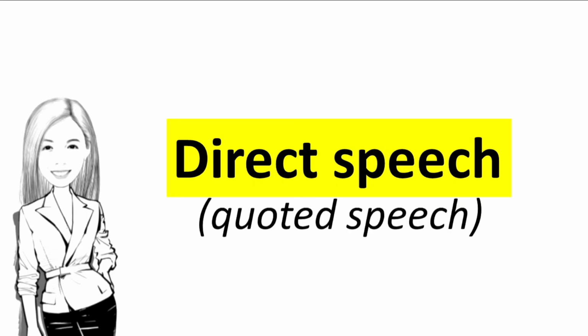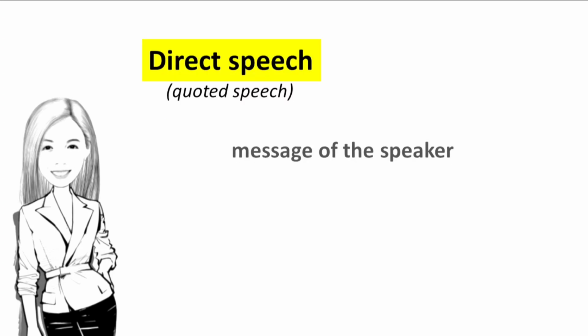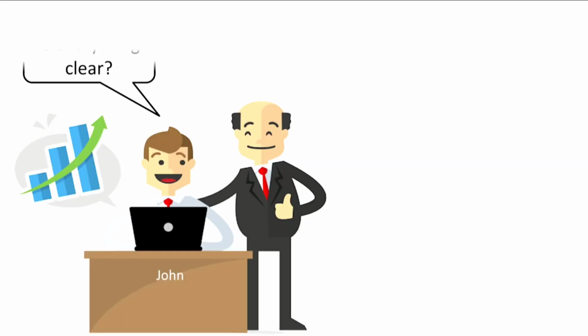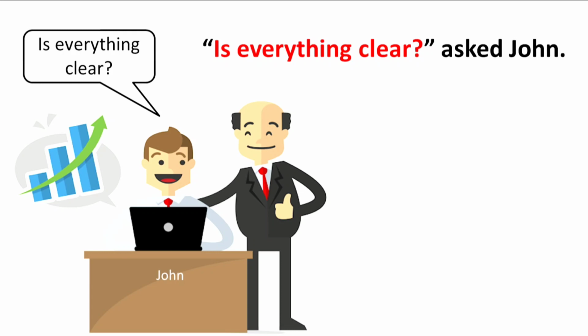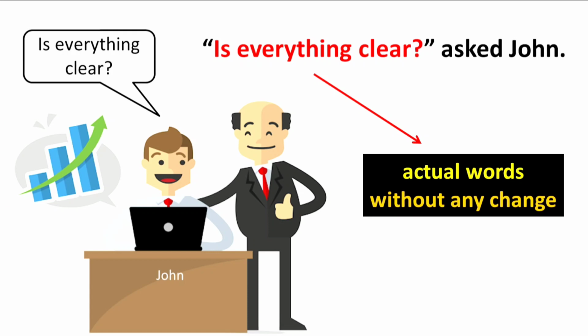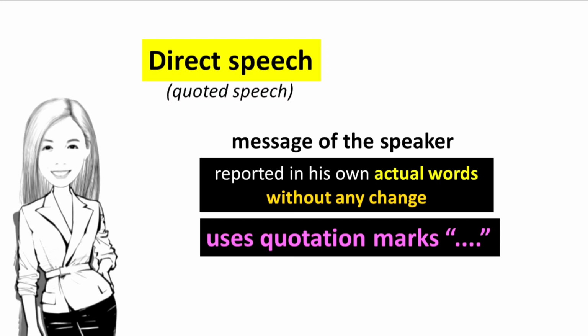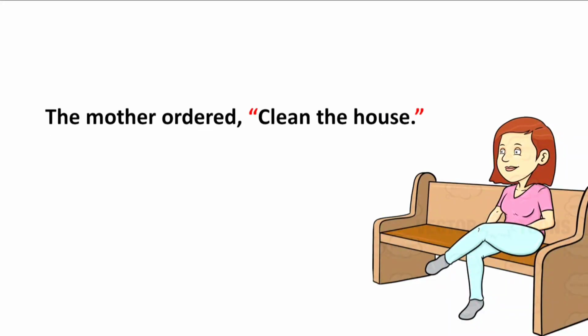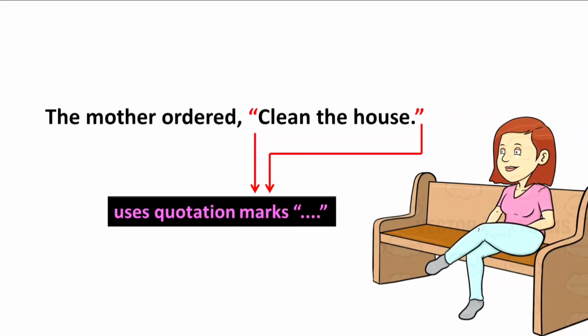Direct speech, or quoted speech. In direct speech, the message of the speaker is reported in his own actual words, or the exact words, without any change. For example, "Is everything clear?" and this is how we write it in direct speech. We get the exact or actual words without changing it. Direct speech uses quotation marks. "Clean the house." If we write it in direct speech: the mother ordered, "Clean the house." We use quotation marks to enclose the exact words of the speaker.